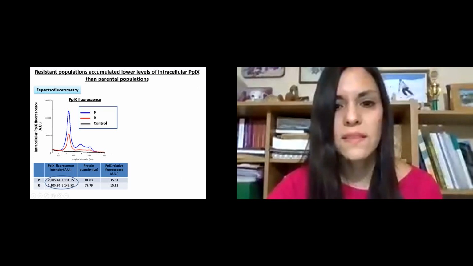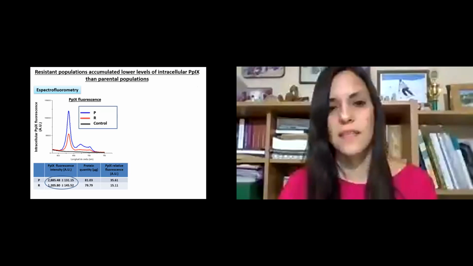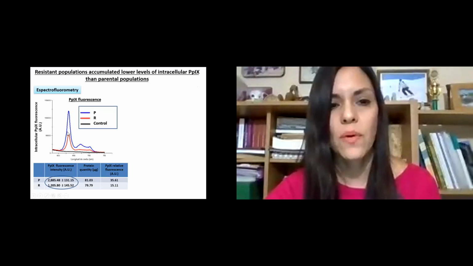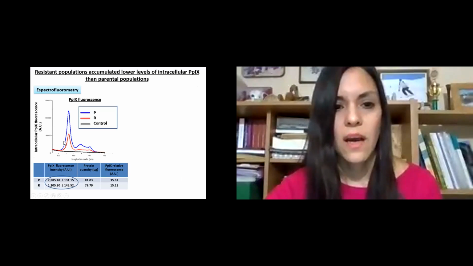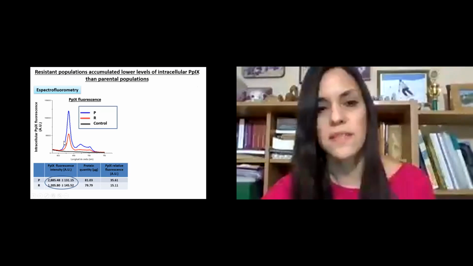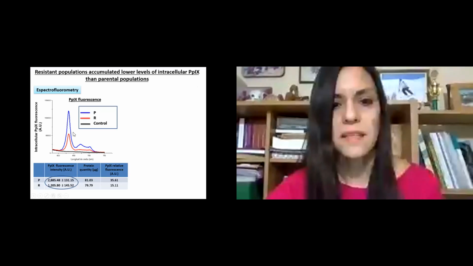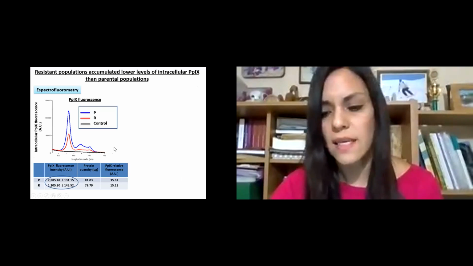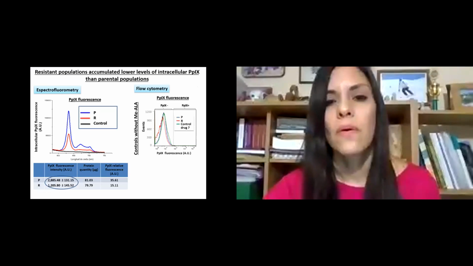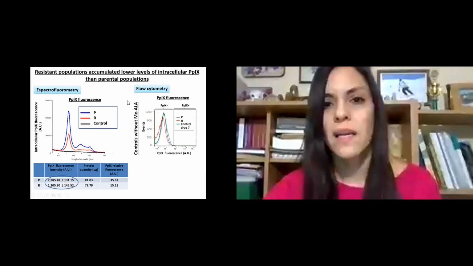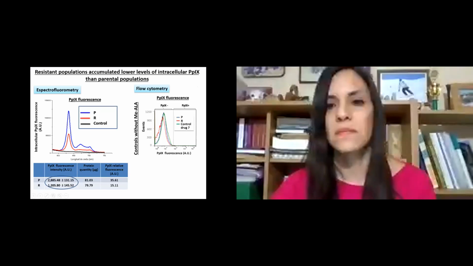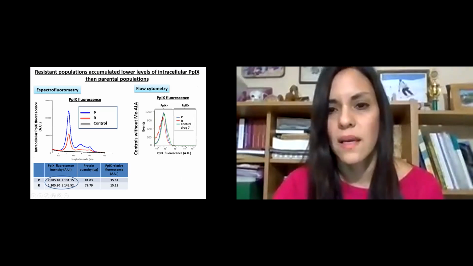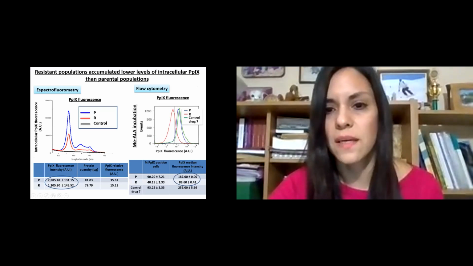And when we quantify the fluorescence intensity by spectrophotometry, we saw about double the amount of fluorescence of the photosensitizer in parental cells, in blue, compared with resistant cells, in red. And a similar result was found by flow cytometry. These are controls without the drug, and these are cells with the drug. Resistant cells in red and parental cells in blue.